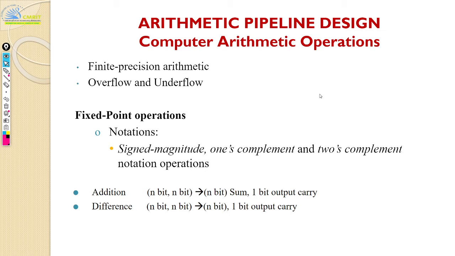So I'll give you the clue, right? If you add two n bit numbers, the output is also going to be n bit. If you subtract one n bit number from another n bit number, you get again an n bit number and a carry, right? Now similarly for product, if you multiply two n bit numbers, what's your output?